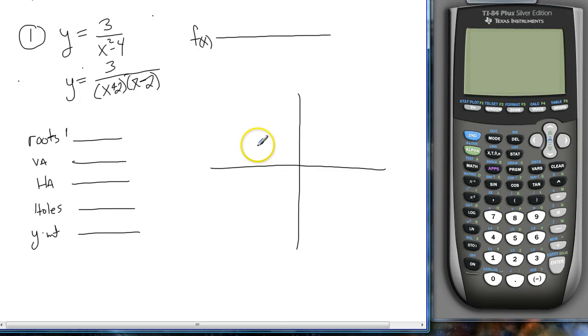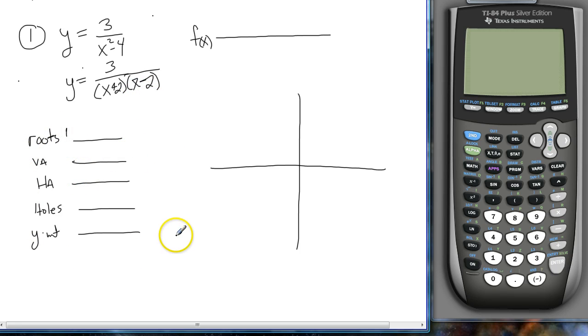So let's take a look at problem number one. It says y equals 3 over x squared minus 4. Now, the first thing when you see these kind of problems, these are rationals. What you're going to do is factor the top and factor the bottom. Now, the top doesn't factor, so just leave it alone. And the bottom does factor.